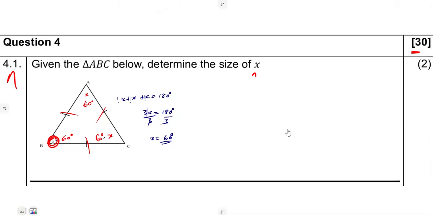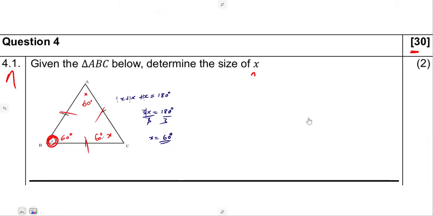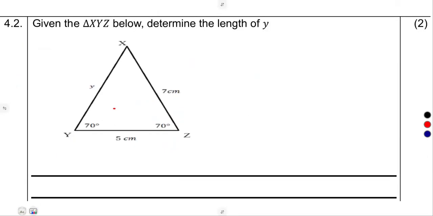Or you can just use the properties of what? An equilateral triangle, that each angle is supposed to be what? 60 degrees.